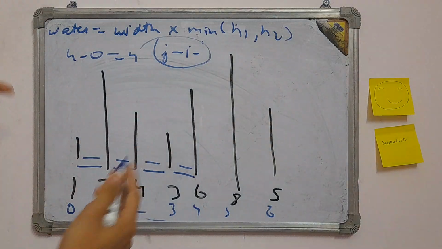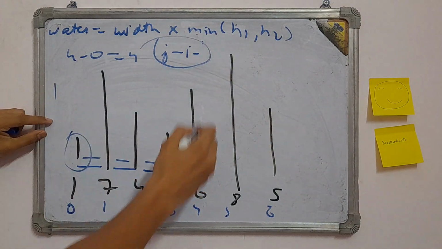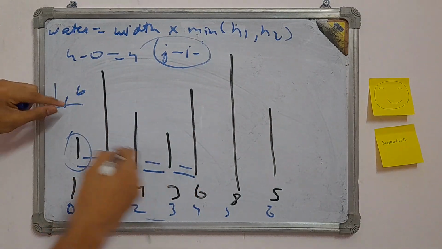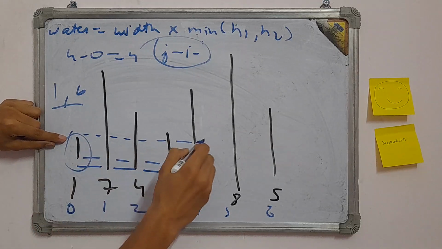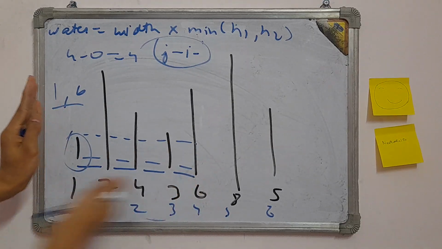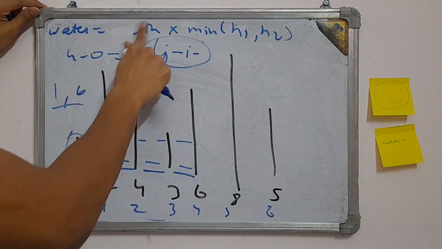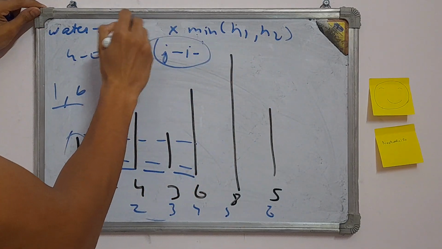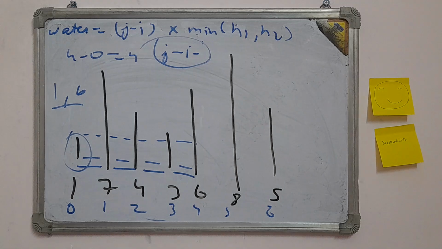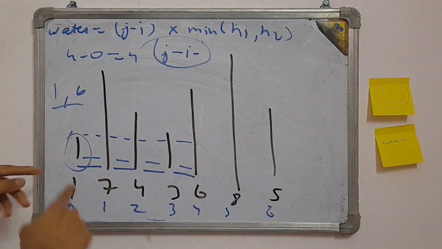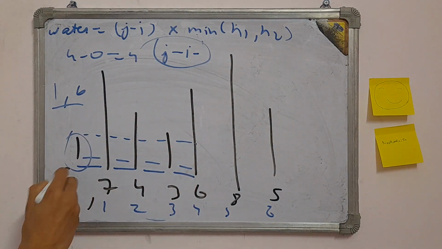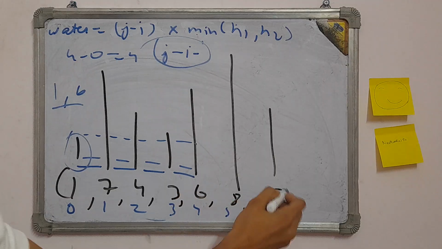Okay. Now how to get the height? We have this value 1 and we have this value 6. The minimum is 1, so the water will be height into width. That means the minimum height of both into the width. Okay. So now again we change the formula. We get j minus i, which is the width, and the minimum height, obviously. So now the question says, out of this array, we will be given this array 1, 7, 4, 3, 6, 8, 5.